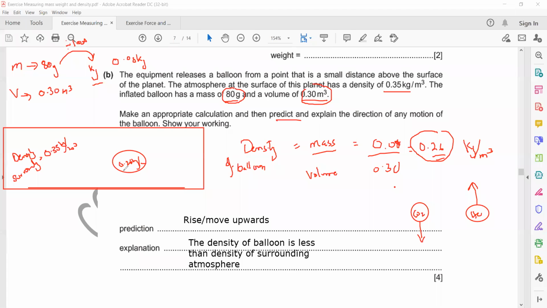So the density of the balloon is 0.26 kilogram per meter cube, whereas the density of the atmosphere is higher compared to that of the balloon. So whenever an object's density is less than the surrounding density, what do we observe? We observe that the object will rise. Is it clear, Hatim?